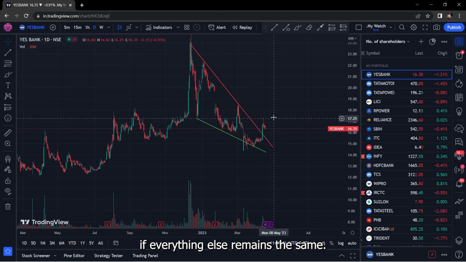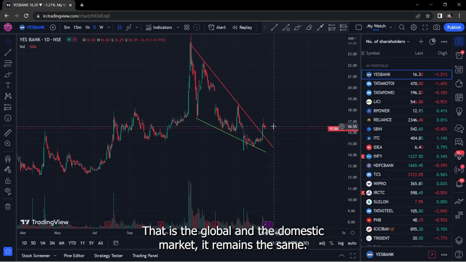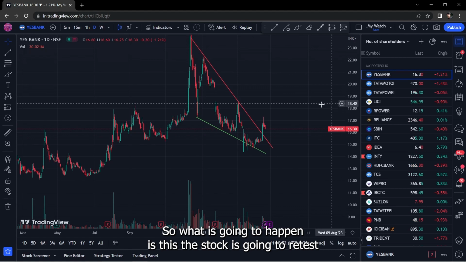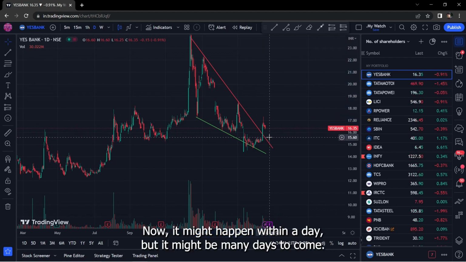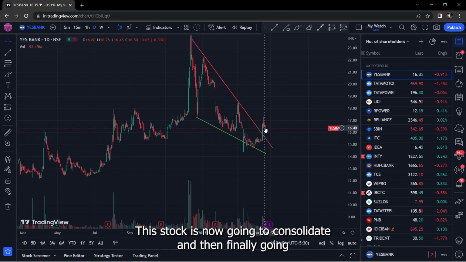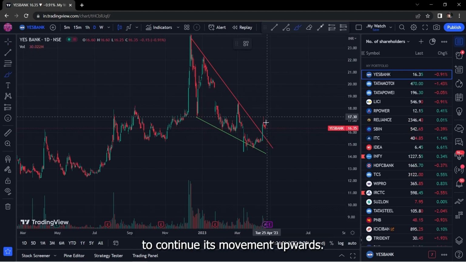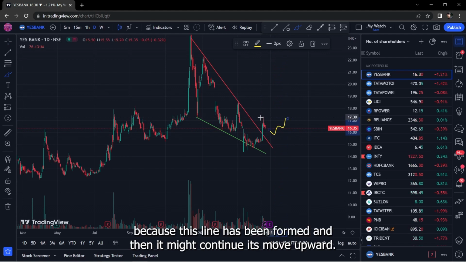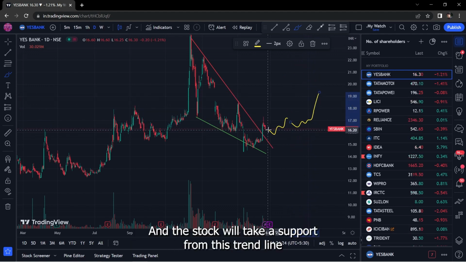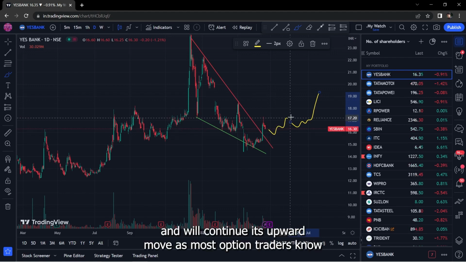If everything else remains the same, that is, the global and domestic market cues remain the same, the stock is going to retest and take a support from this trend line. Now it might happen within a day or it might take many days. This stock is now going to consolidate and then finally continue its movement upwards. Again, it will take a pause right here at 17.20 because this line has been formed, and then it might continue its move upward. This is the first case scenario: the stock will take a support from this trend line and continue its upward move.